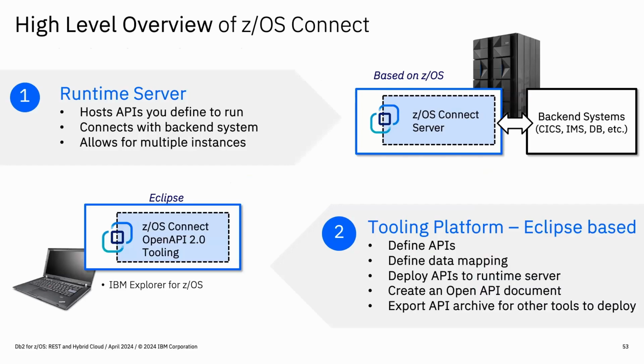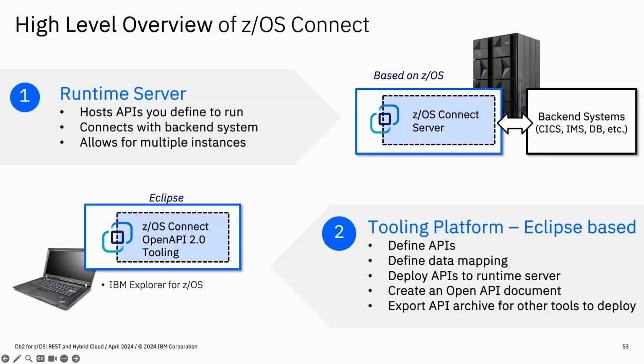So we have these two main ideas here, the runtime server and then the tooling platform. The runtime server is basically where your APIs are hosted. What happens is the server will receive a request. It does security checking and passes requests to your backend subsystem, so CICS or IMS or DB2, and then it will put that information back out to you. It can run as a started task or as a container image.